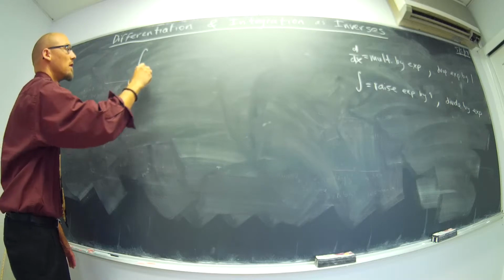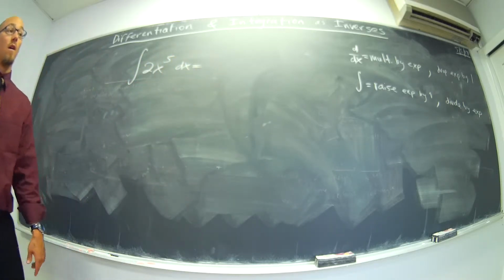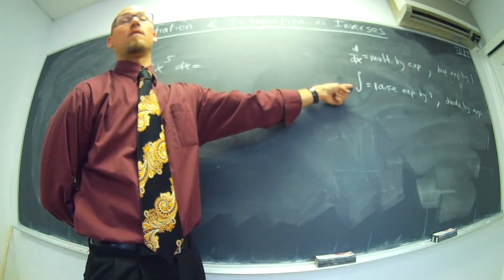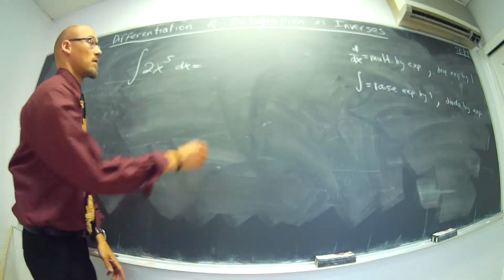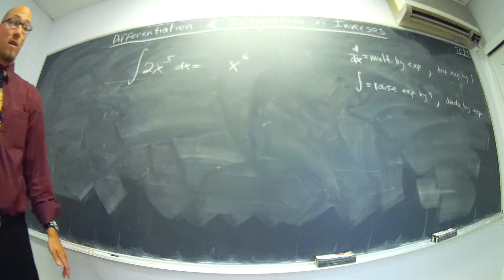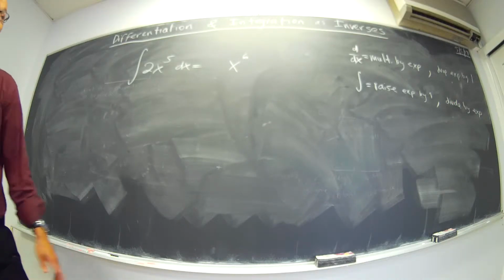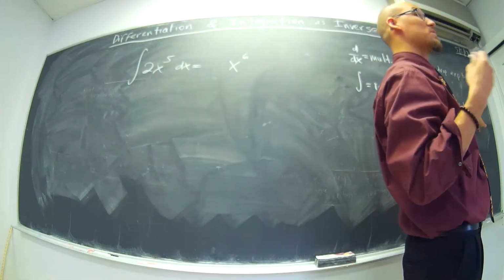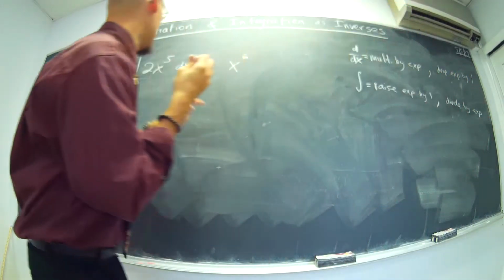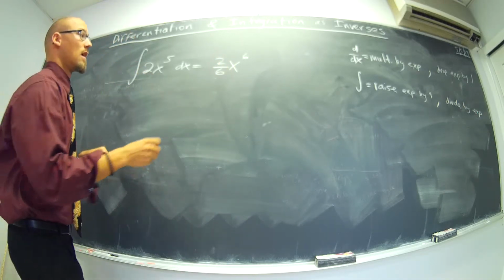The integral of 2x to the power of 5 with respect to x. So, what are we going to do? x to the what? Six. And then we're going to divide by what? Five. What's my exponent now? Six. So I'm going to divide this by 6, I changed the exponent, plus c.